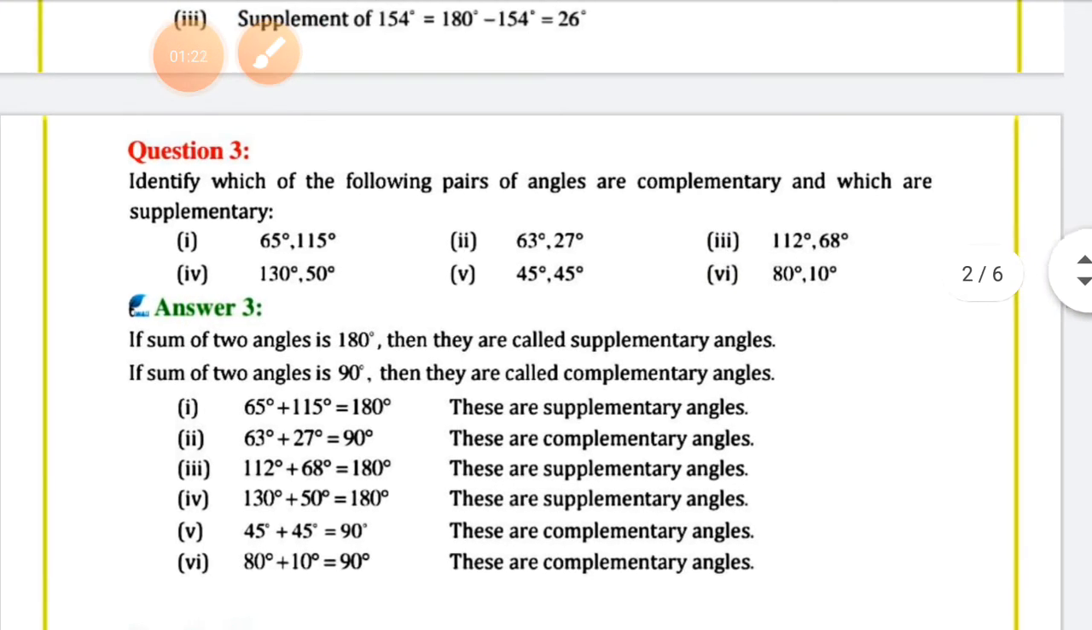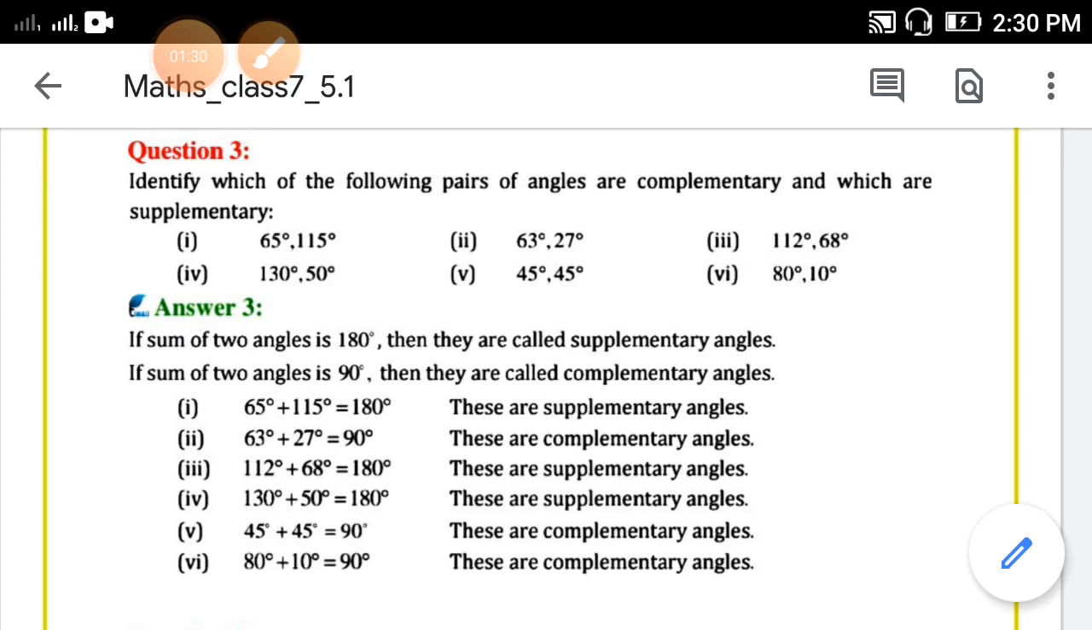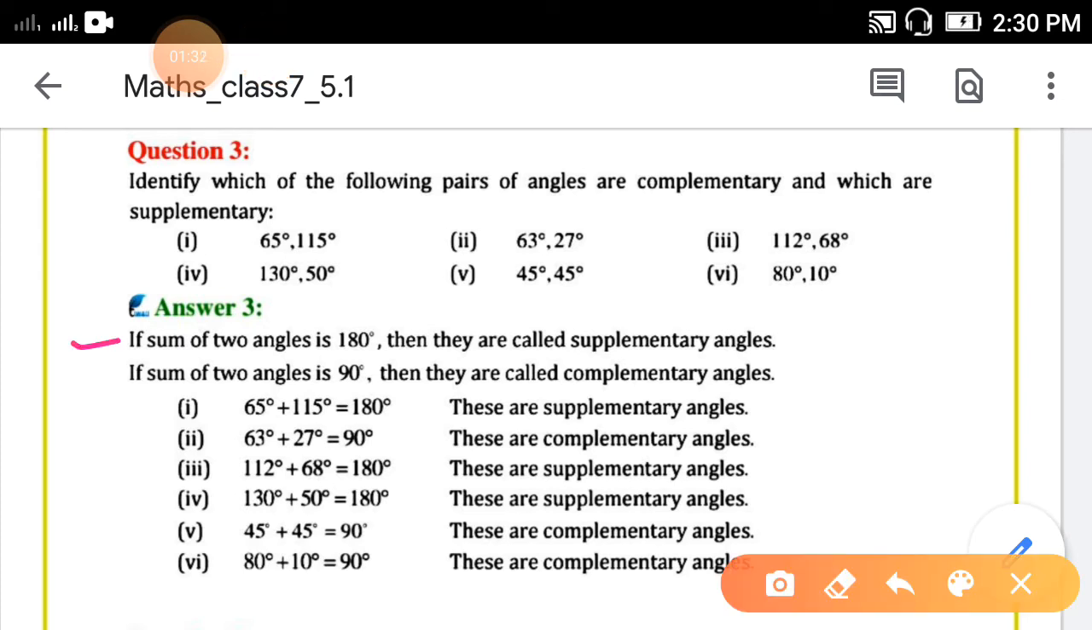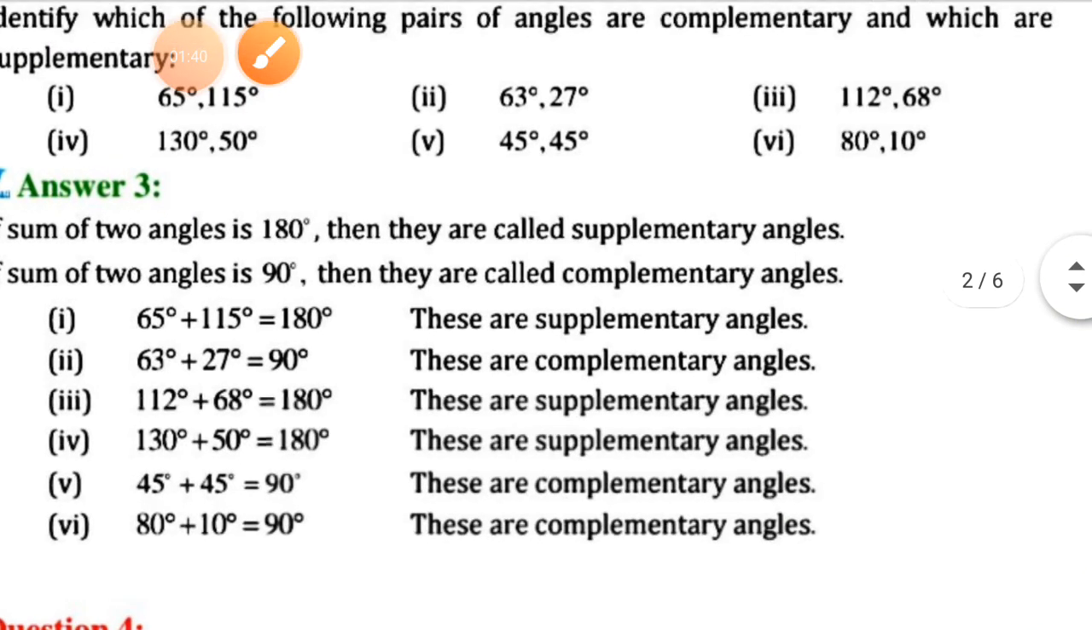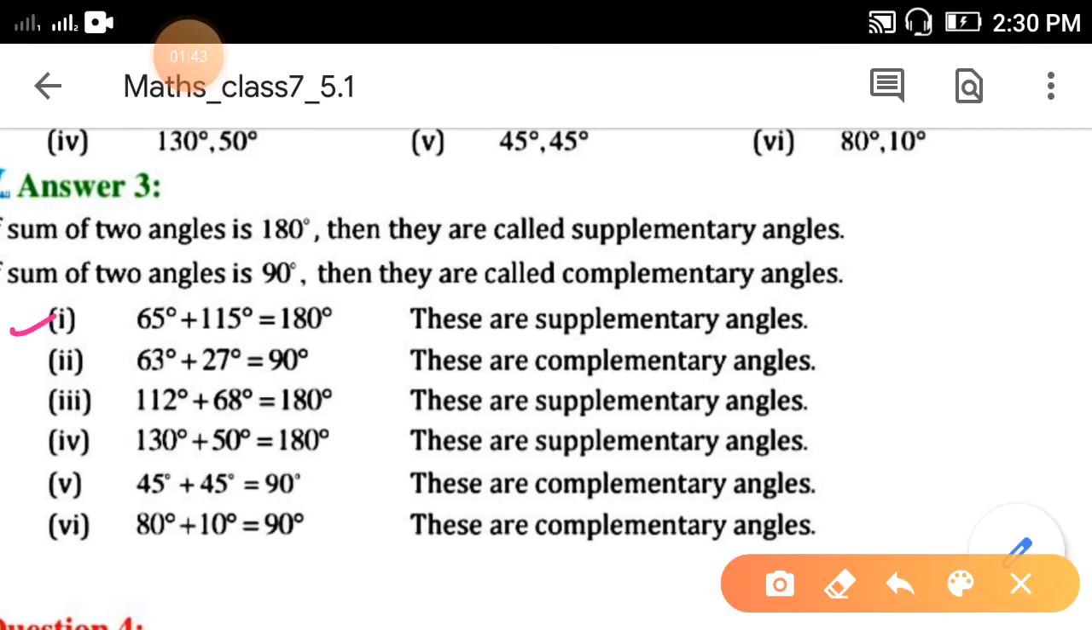Question number 3. Identify which of the following pairs of angles are complementary and which are supplementary. So the conditions, you know, if the sum of two angles is 180 degrees, then they are supplementary, and if it is 90 degrees, then they are complementary angles. First one, 65 degrees and 115 degrees, add them, you get 180 degrees, so it is a supplementary angle. Second one sum is 90 degrees, so complementary. Third and fourth 180 degrees, so supplementary angles, and fourth and fifth 90 degrees, so it is a complementary angle.